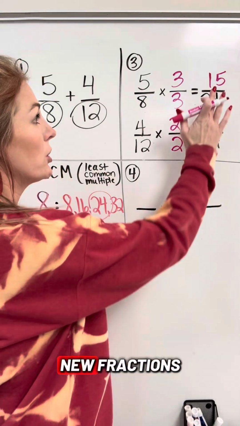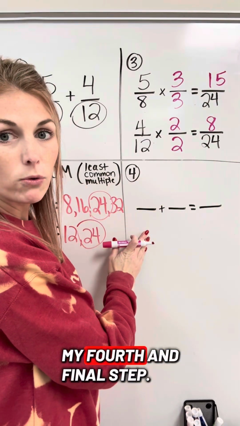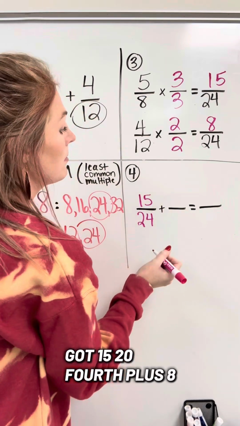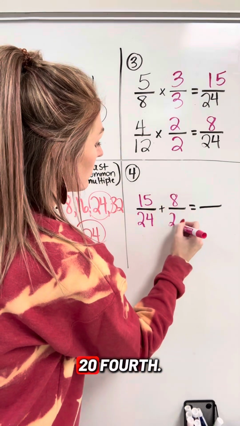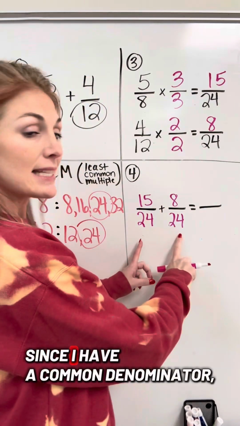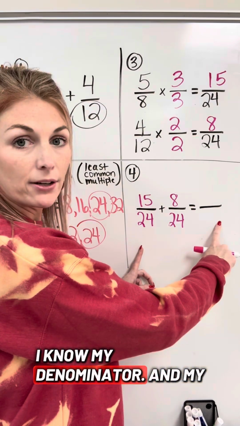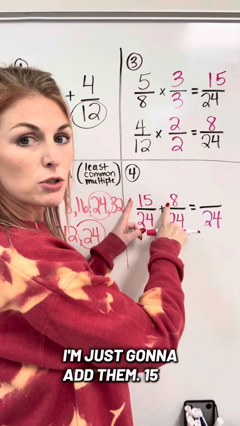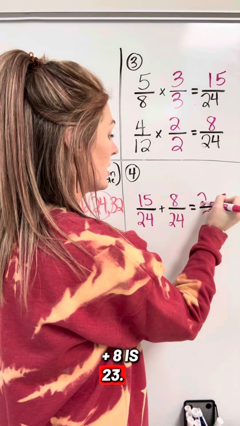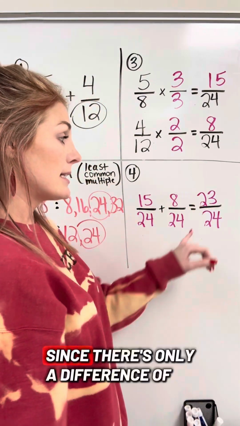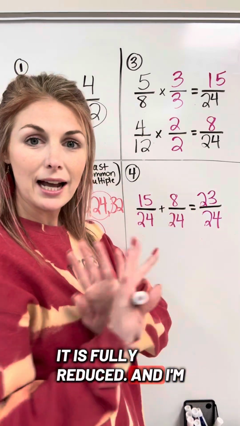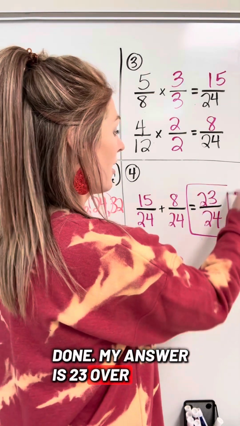So now I'm going to take my new fractions and I'm going to place them in my fourth and final step. I've got 15/24 plus 8/24. Since I have a common denominator, I know my denominator in my final answer is going to be 24. And then for my numerators, I'm just going to add them. 15 plus 8 is 23. Since there's only a difference of 1 between my numerator and denominator, it is fully reduced and I'm done. My answer is 23/24.